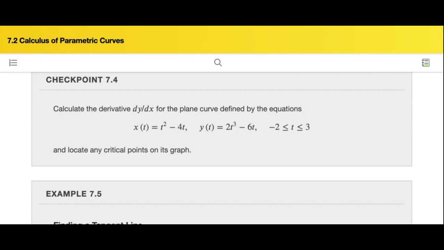All right, so I get 3 critical points. What about you guys? I get at one point, the slope is undefined. The derivative is undefined. At 2 points, the slope, the derivatives are 0. Just give out the points.